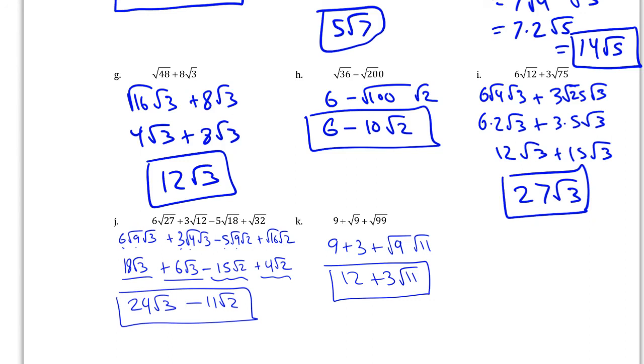A few things to pay attention to, just making sure you're simplifying every square root. When you have a problem like I, where it's 6 root 12, 3 root 75, you have those coefficients in front. They stay in front, and they get multiplied by the perfect square number that you pull out. So 6 root 4 root 3, the root 4 is 2. You do 6 times 2, you get 12 root 3. Here you get 15 root 3, so you end up with 27 root 3. In J, I did that multiplication in my head. 6 times root 9, I know that root 9 is 3, so it's 6 times 3 is 18.